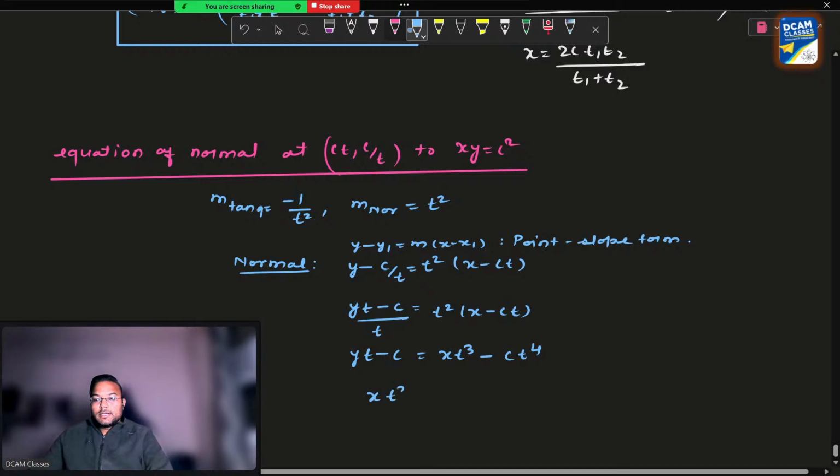So the equation will be xt cube minus yt plus c minus ct power 4 is equal to 0.